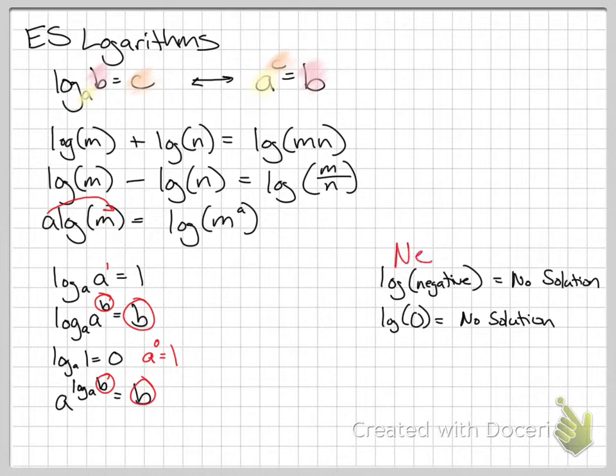Over here, these are some things we will never do. We will never take the log of a negative, that has no solution, and we will never take log of 0, that also has no solution. That is why when we graph logarithms, they have asymptotes. You cannot take logs of 0 or negative numbers.